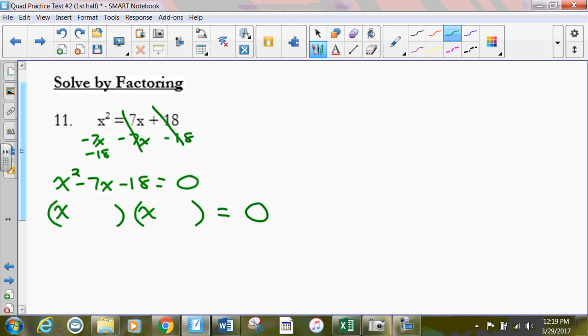We need to come up with two numbers. These two numbers have to multiply to equal negative 18, but they have to add up to equal negative 7. So we're going to go through some options.